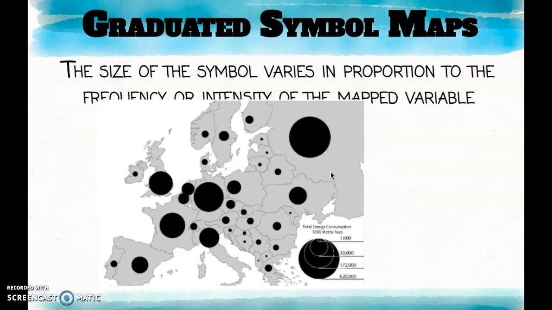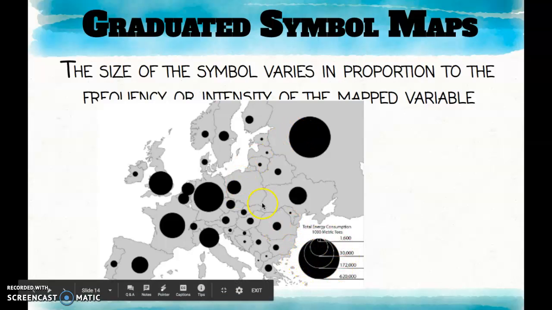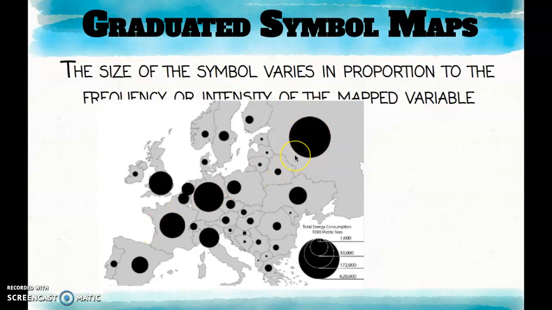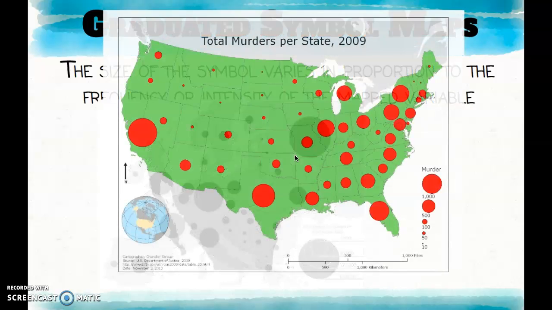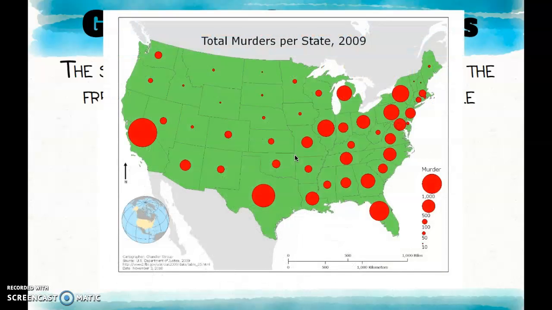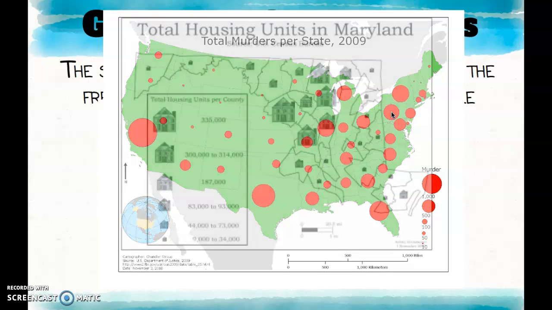The next type is a graduated symbol map. This is where the size of the symbol itself varies in proportion to its frequency. For example, these circles here show total energy consumption throughout Europe, and you can see the larger circles represent more energy consumption. Here you can see total murders by state in the United States, so which states had the most murders. California is the obvious winner here. But you can see the size of the circle changes to represent that variable of the amount of murders.